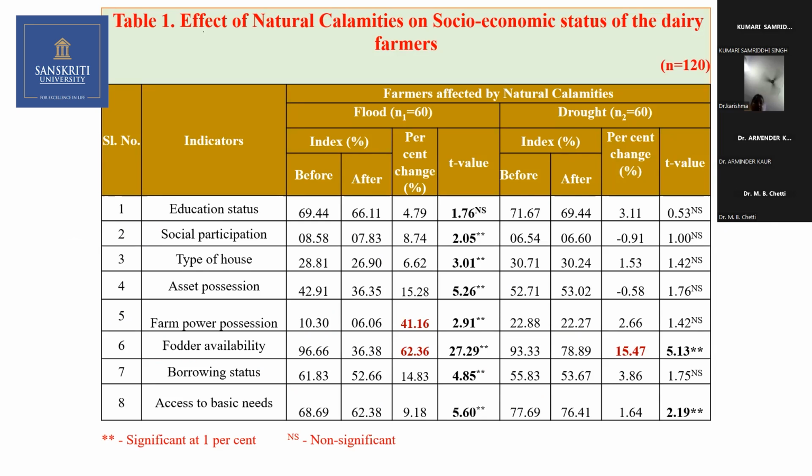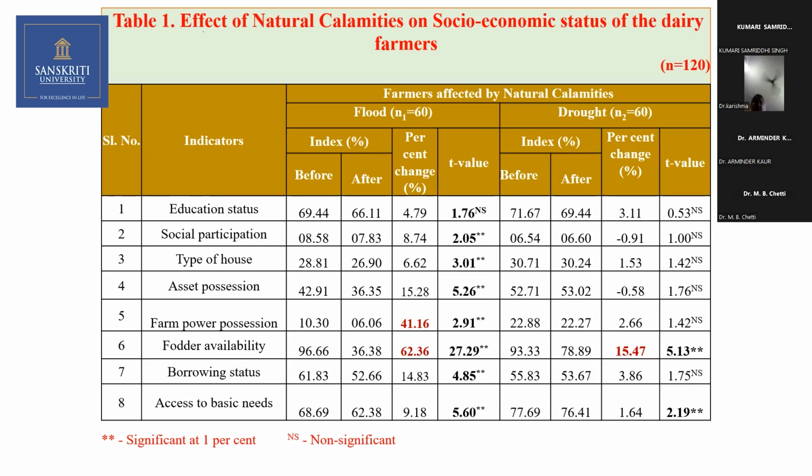You can see the education status. The T value is 1.76, which is not significant. Any value below 1.96, it is not significant. If it is above 1.96, you have to think of the degrees of freedom and the table value. Then you can say social participation, yes.